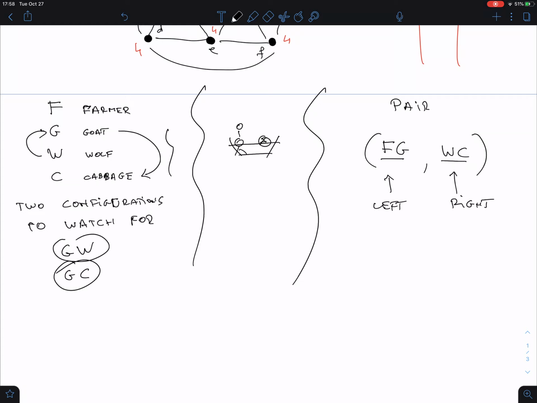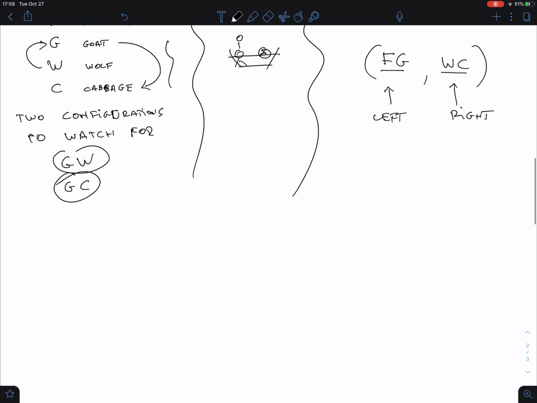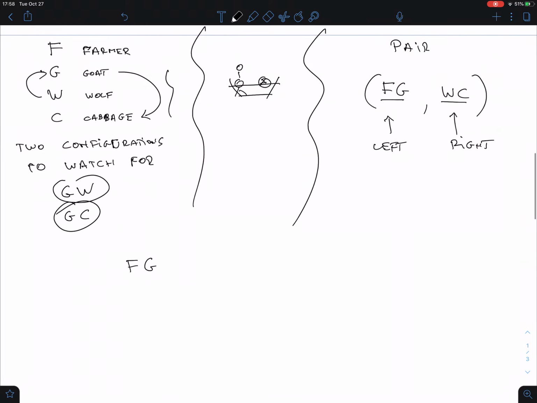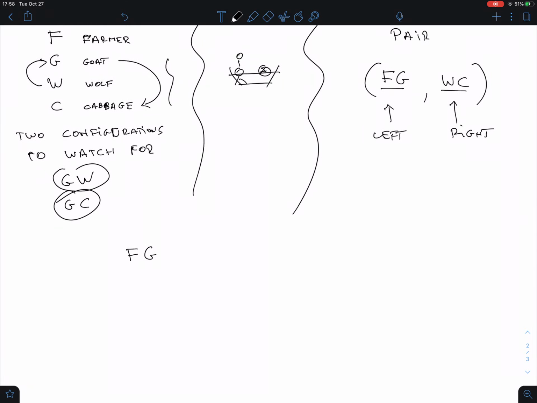So the question is now, what are the possible valid conditions? Okay, let's think a little bit about this. First of all, we have the original condition where we have FGWC, FWGC. I don't know. It doesn't matter in which order.